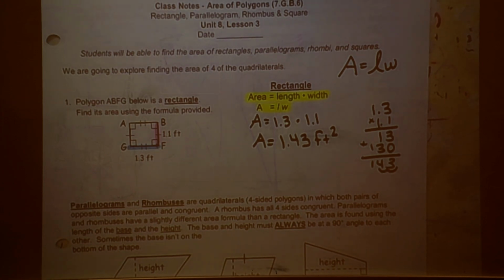That's the number of squares that are 1 foot by 1 foot that would fit inside that rectangle. So making sure that we have our formula, making sure that we're substituting our numbers in, and that we've got a final answer with units squared.